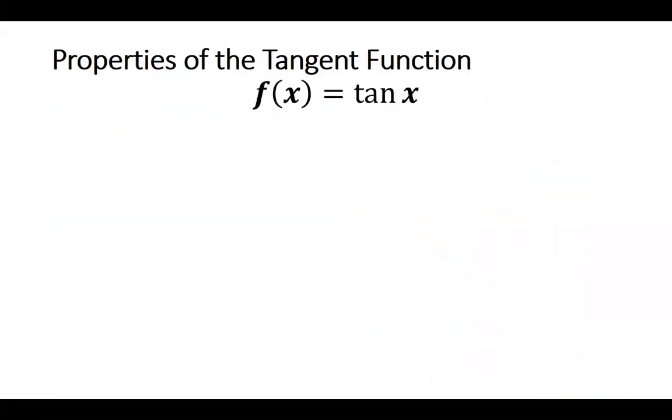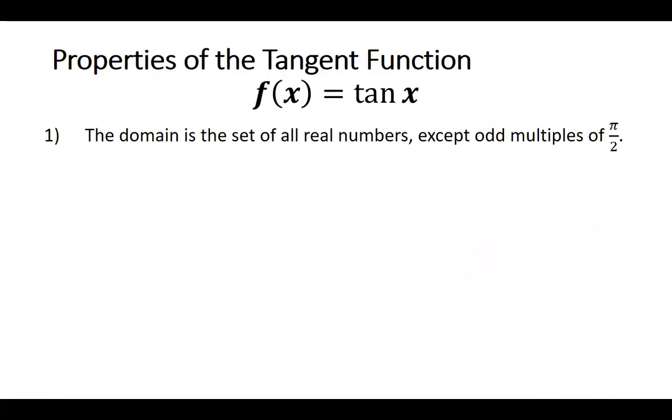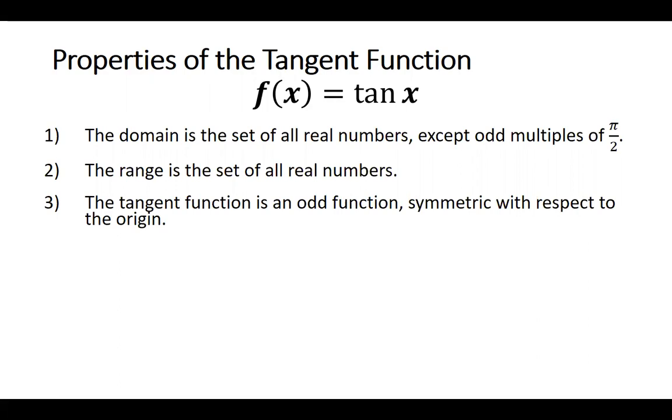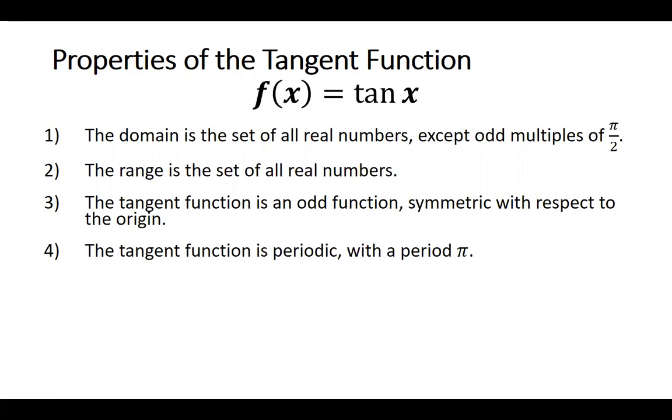So let's look at the properties of tangent. So first of all, the domain is the set of all real numbers except odd multiples of pi over 2, because every pi over 2, you're going to have that vertical asymptote. The range is the set of all real numbers from negative infinity to positive infinity, and it hits that every pi over 2, right? The tangent function is an odd function, symmetric with respect to the origin. The tangent function is periodic with a period of pi. Okay, that is the period.